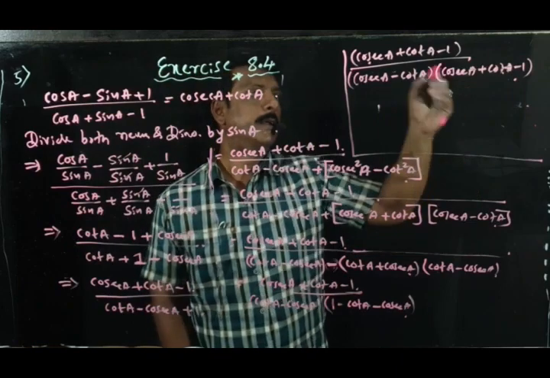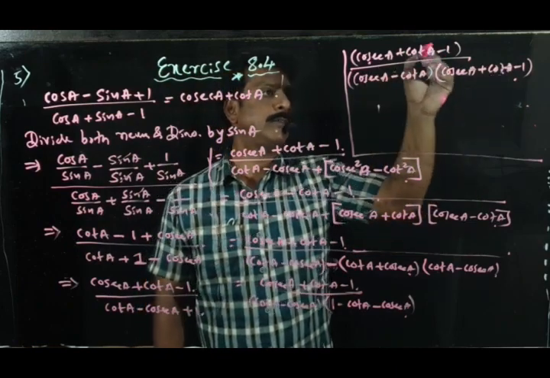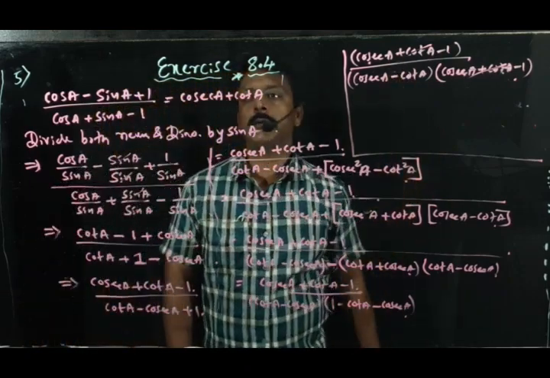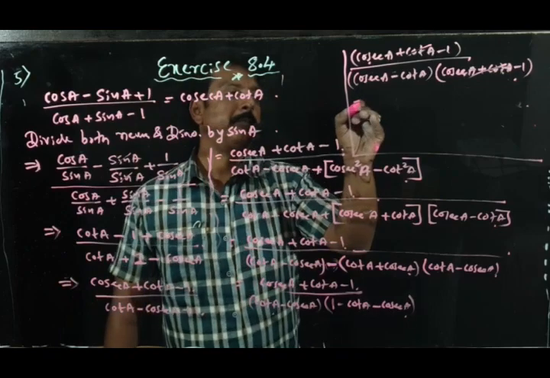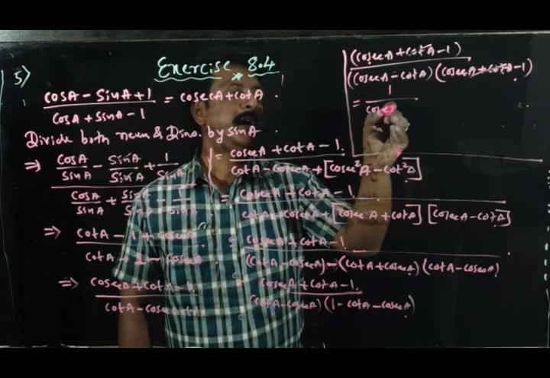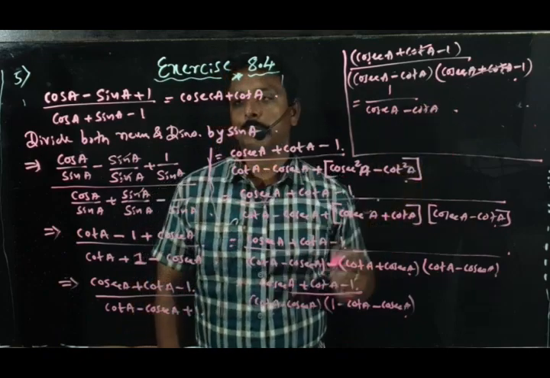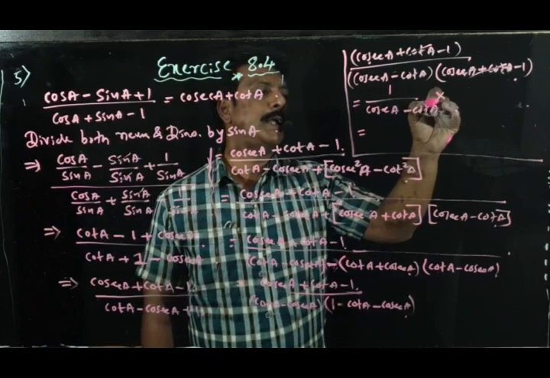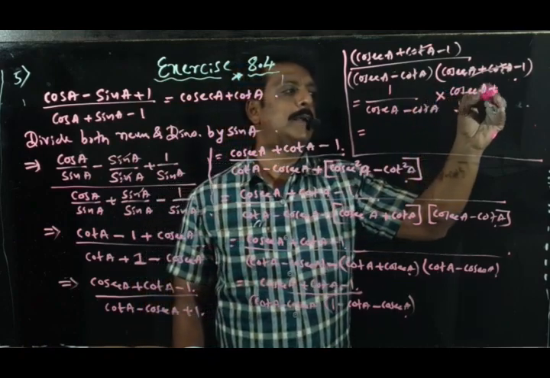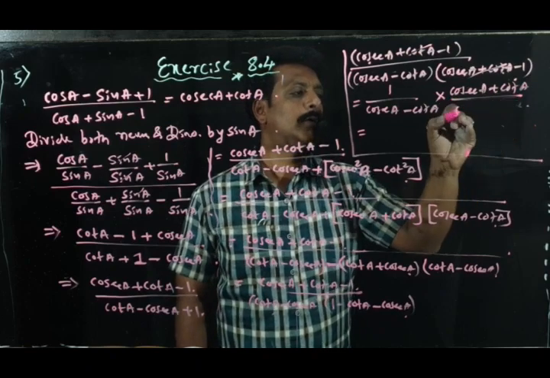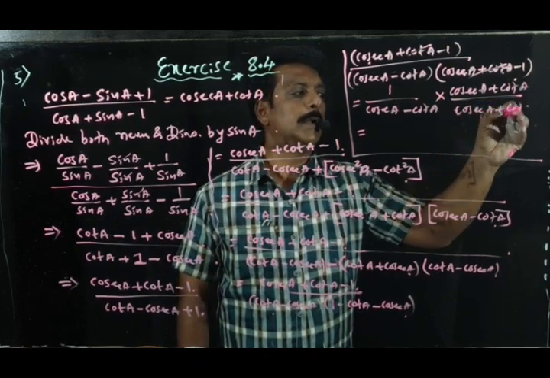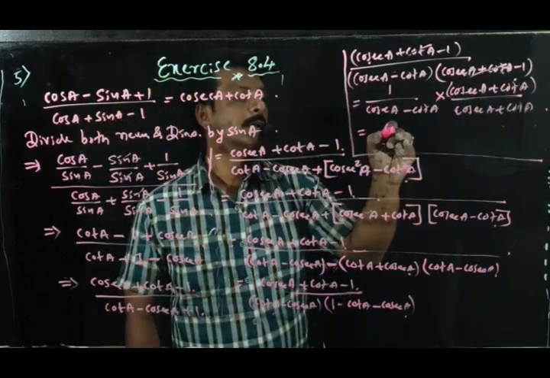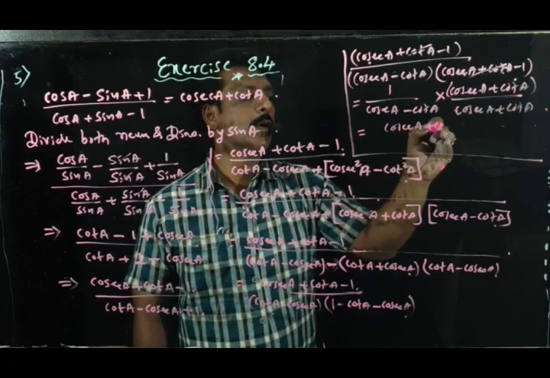Now look at this. Cosec A cot A minus 1, cosec A cot A minus 1. These two get cancelled. Then what you got? We got, sir, 1 divided by cosec A minus cot A. But we want plus, no? Rationalizing the denominator. When you rationalize the denominator, you will get cosec A plus cot A divided by cosec A plus cot A. Then 1 into this bracket is equal to, you will get cosec A plus cot A.